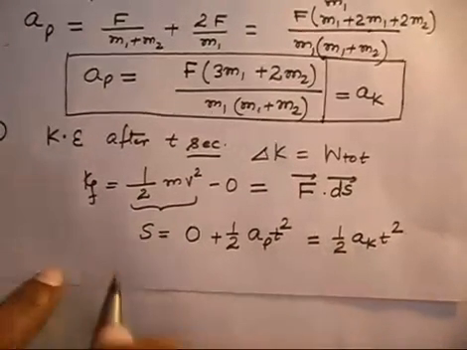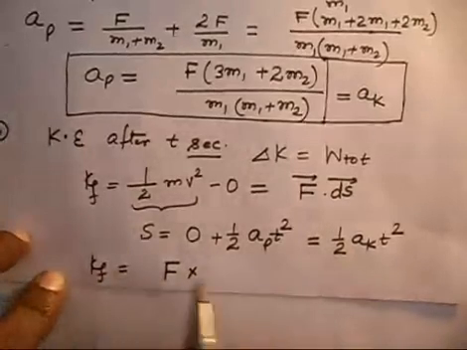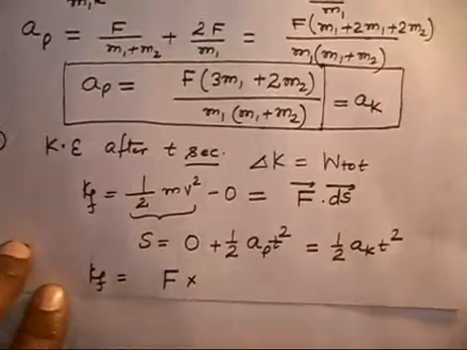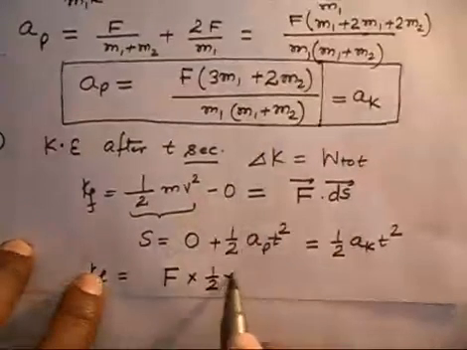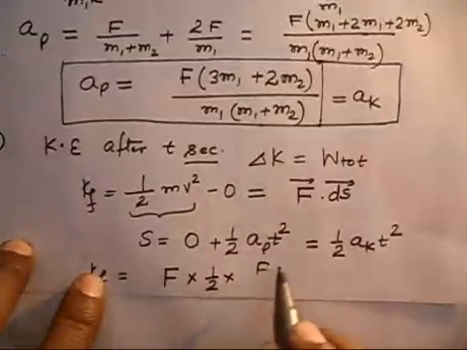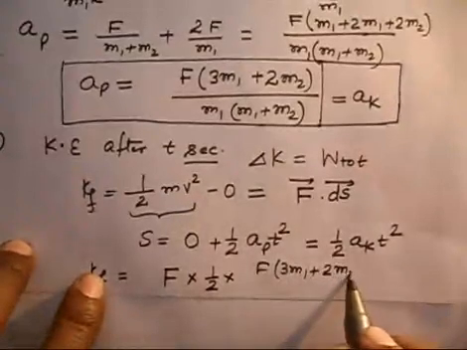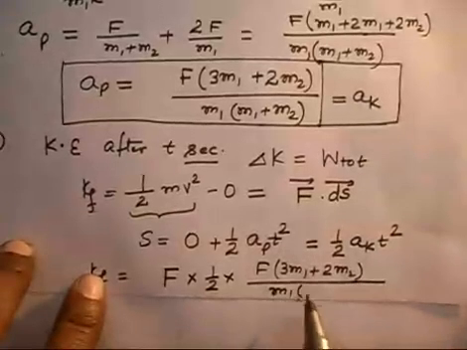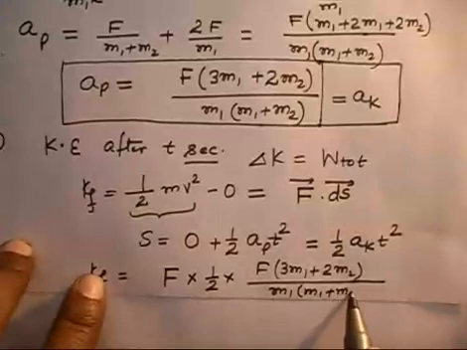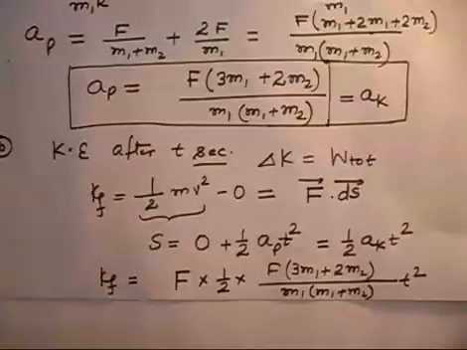Now force I know. So kinetic energy final is simply force F times displacement. Acceleration we have found, this is acceleration of this point. So half a, where acceleration is F into 3m1 plus 2m2 divided by m1 into m1 plus m2, times half a t square. So this is the final kinetic energy.